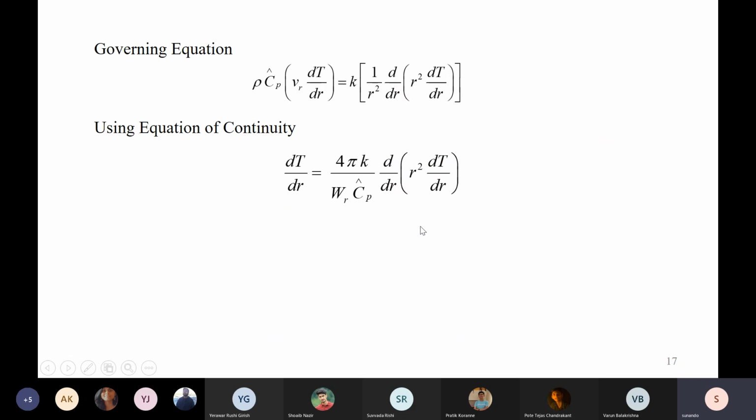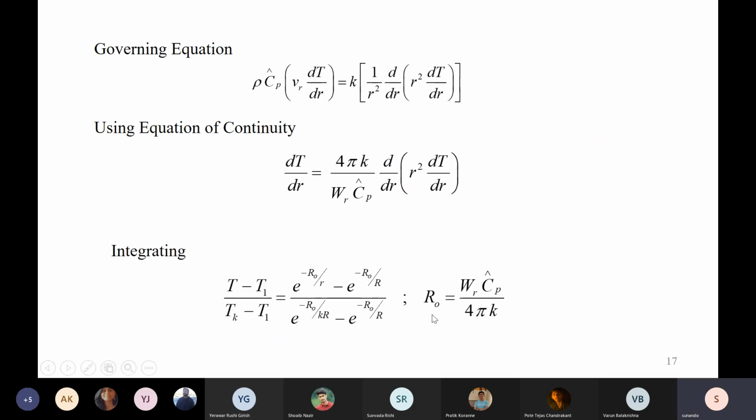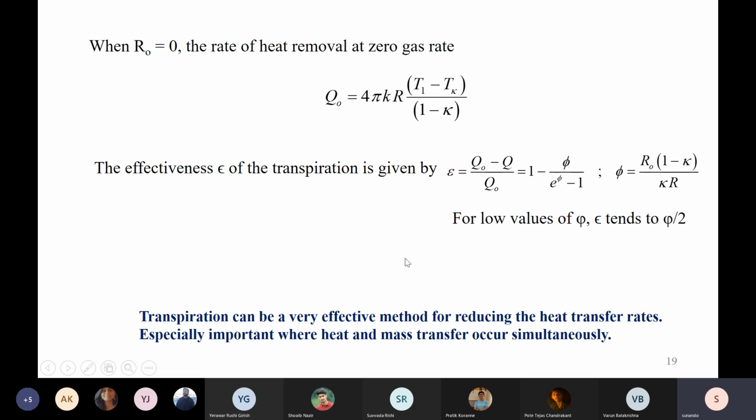So if you see over here, well, R naught is this. So if I set W_R to be equal to 0, R naught becomes equal to 0, and therefore the rate of heat removal at zero gas rate would simply be equal to 4 pi k R (T1 minus T_kappa) divided by (1 minus kappa). So this is nothing but only Fourier's law conduction only case in a spherical system. So this is the heat to be removed when we do not have any flow out of the system.